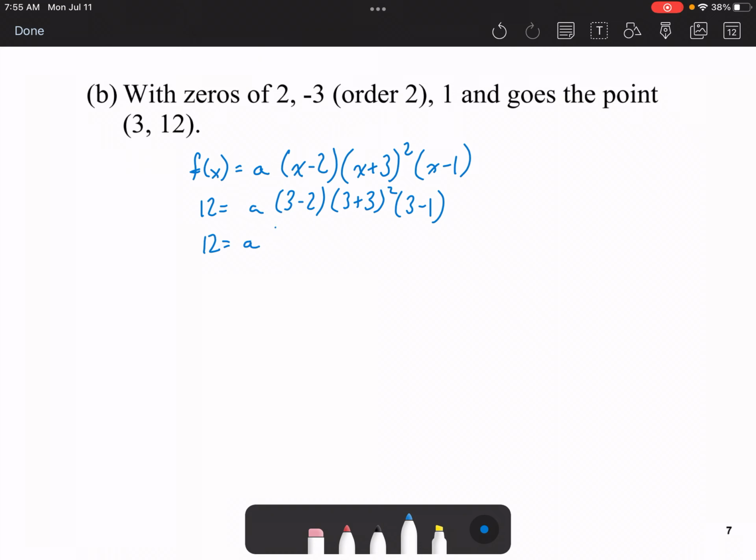And now it's just a matter of solving. So 3 plus 3 is 6, squared is 36, this is 2, 36 times 2 is 72, I know that one, times 1, okay, so a is going to be 12 over 72. Well, this expression I do know, 12 goes into 72 6 times, so this should be 1 over 6. There's my function.